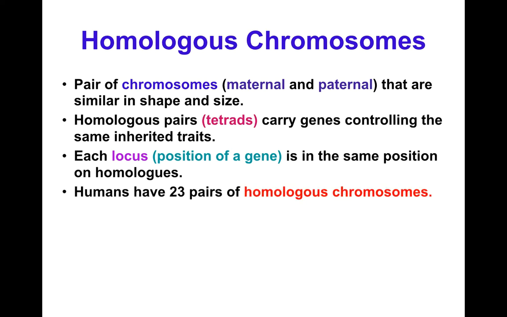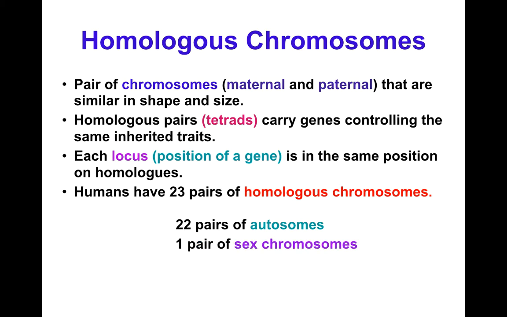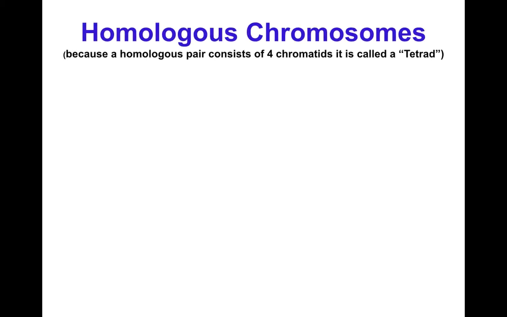Humans have 23 pairs of homologous chromosomes. 22 out of those 23 are known as autosomes. 1 out of the 23 is known as a pair of sex chromosomes. Because a homologous pair consists of 4 chromatids, it is known as a tetrad. Think of the game Tetris; tetra means 4. So this has 4 chromatids, known as a tetrad.